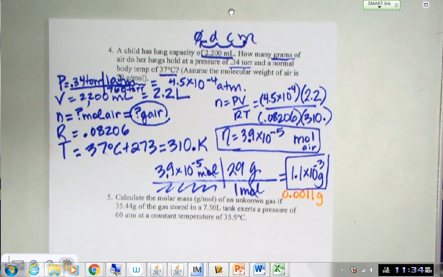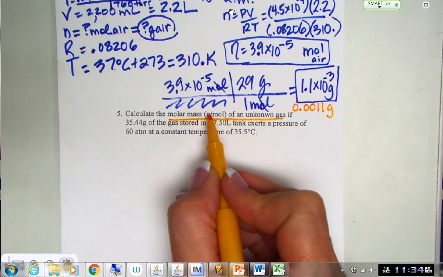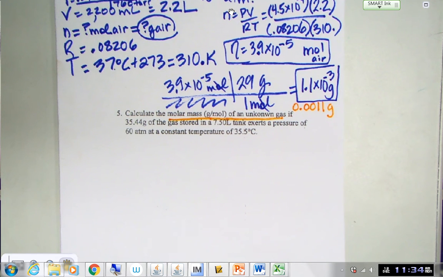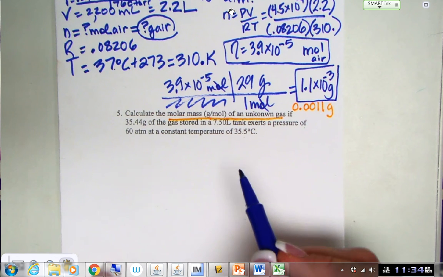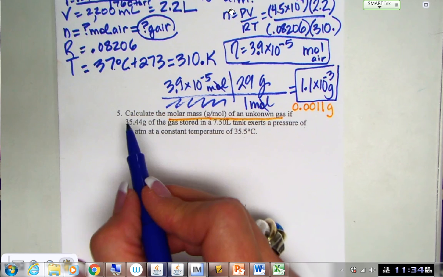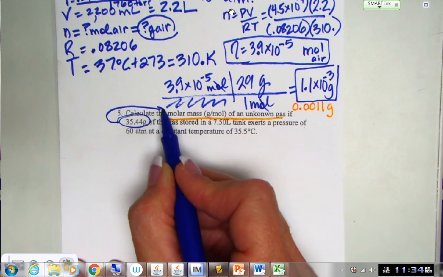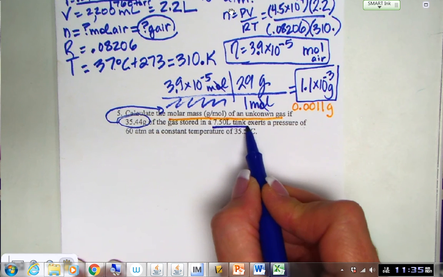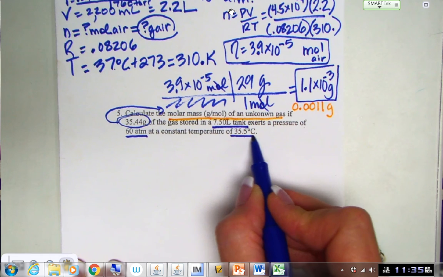Okay, our last example. This one was the molar mass. Remember, the units for molar mass are grams per mole. So if you get stuck on doing any of these problems, look back in your notes where we talked about each little strategy, because this is one that typically gives students trouble. All right, they're giving us the mass of the gas. We're going to use that at the end when we get the molar mass. So it says you have 35.44 grams of a gas stored in a 7.50 liter tank, exerting a pressure of 60 atmospheres at a constant temperature of 35.5 degrees Celsius.